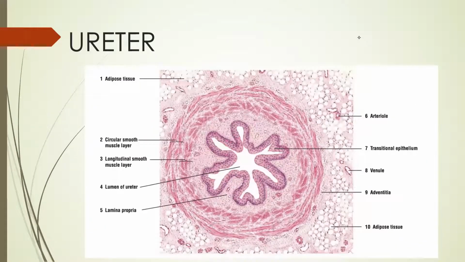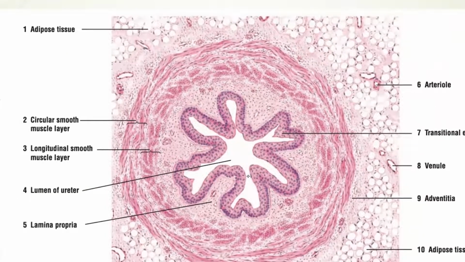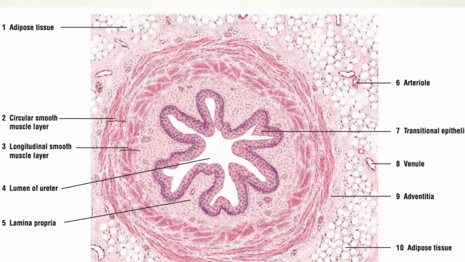The next structure which I want to show you is the structure of the ureter. The first key for identification of the ureter is the star-shaped tube or lumen which you have. Look at here, the lumen is very similar to a star. And this is a key for identification of the ureter.